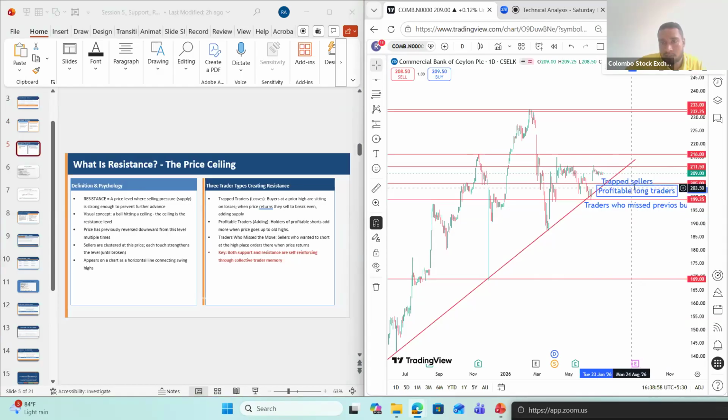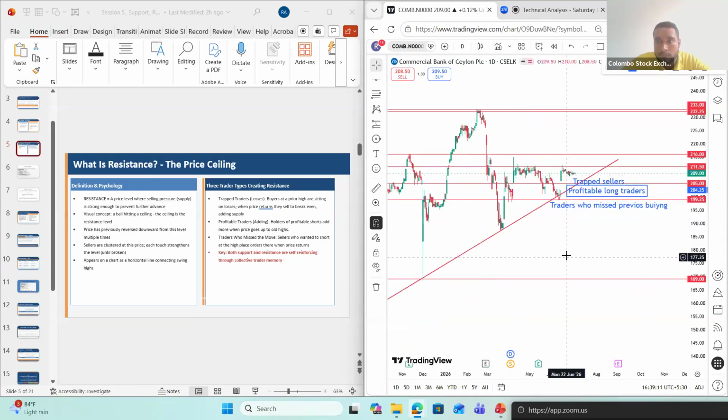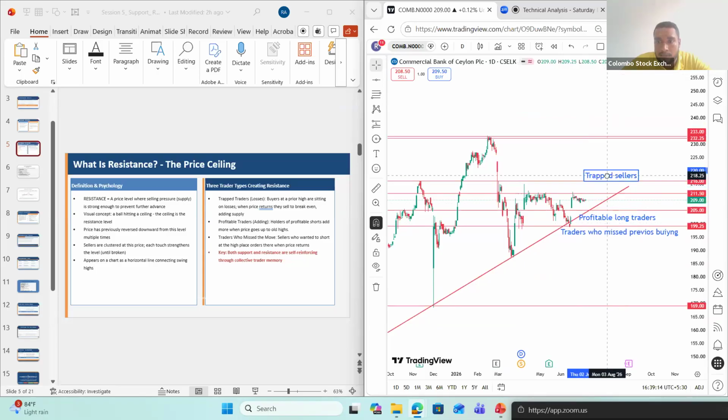Here it's actually the trapped ones who are the buyers at prior high price levels. So let's look at a resistance level. There are resistance levels here. This is a resistance level. This is a resistance level. No, the immediate resistance is here. The immediate resistance is at 211.